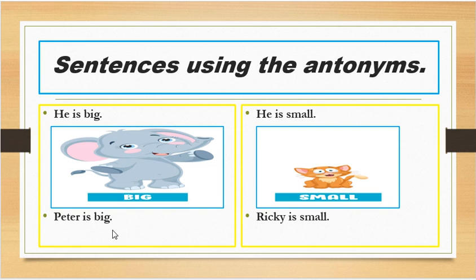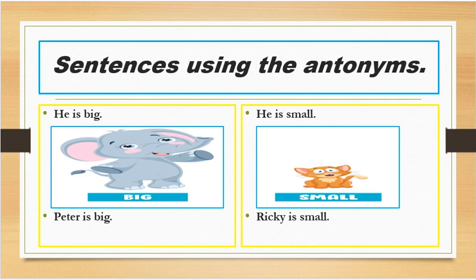Don't forget, class, big and small are adjectives, so they describe the noun, the person. Peter is big and Ricky is small. So we know that is Ricky, the small guy, and that is Peter, the big guy. So you can determine that one. You can change this one: Pau Pau is big, not small. So teacher Habi can identify this is Pau Pau because he is big, and this is not because he is small.